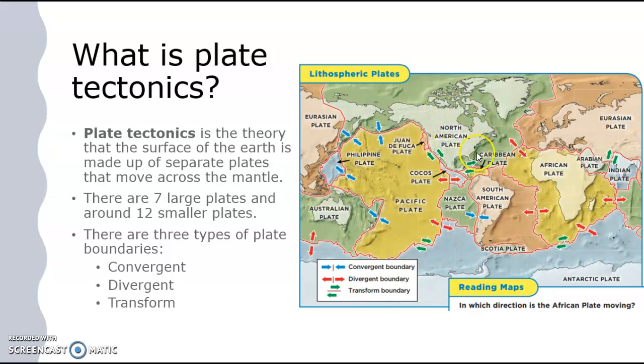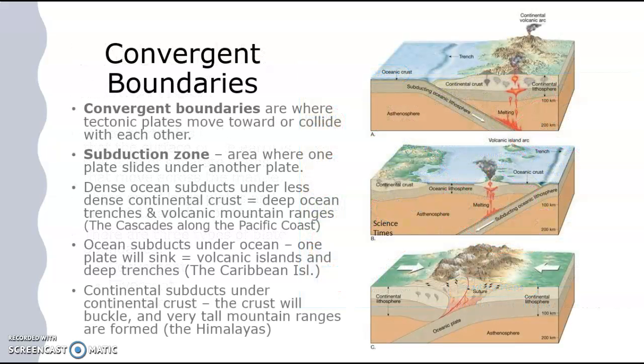We're located on this North American plate. So the 3 boundaries are convergent, divergent, and transform. Convergent boundaries are where tectonic plates move toward or collide with each other. A subduction zone is the area where one plate is sliding underneath another plate.